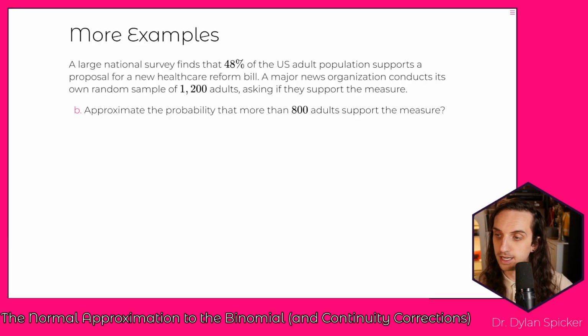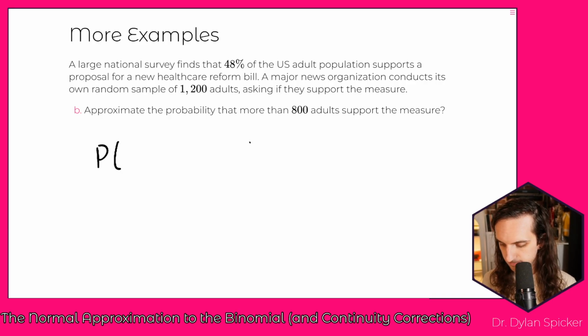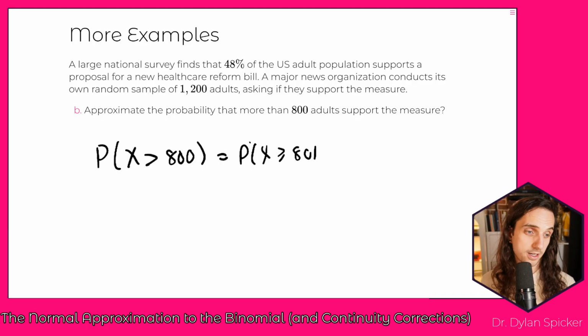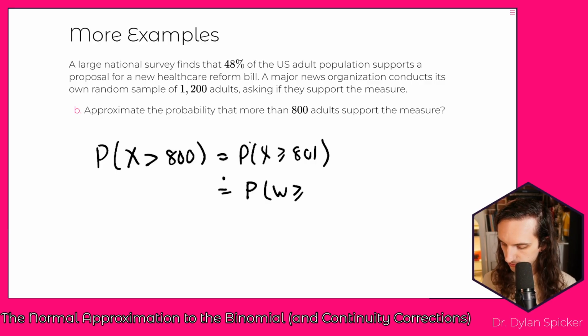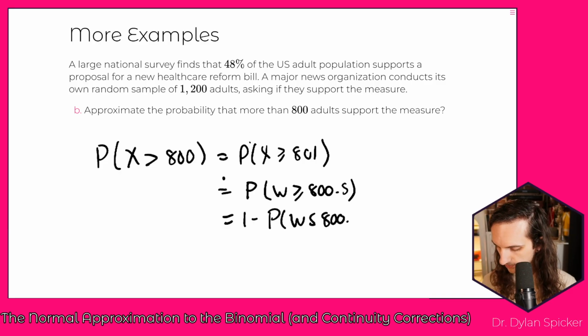What's the probability that more than 800 adults support the measure? And so then here, we want the probability that X is greater than 800, right? And this is going to be the same thing as the probability that X is greater than or equal to 801. Right? Because we want to make this sort of equate. This is going to be approximately the same as W being greater than or equal to 800.5. Okay, and now suddenly we can use our normal probability technique. So this is 1 minus the probability that W is less than or equal to 800.5, not 0.8, 0.5.